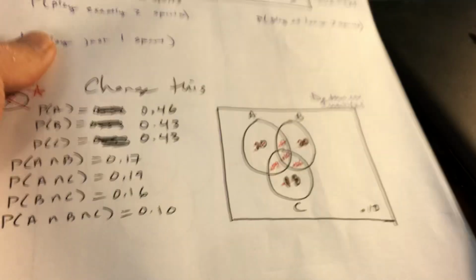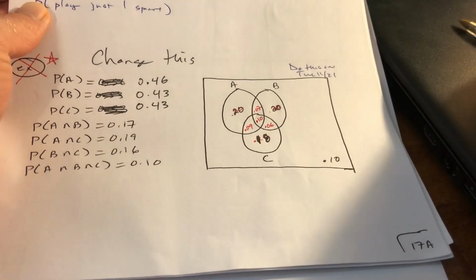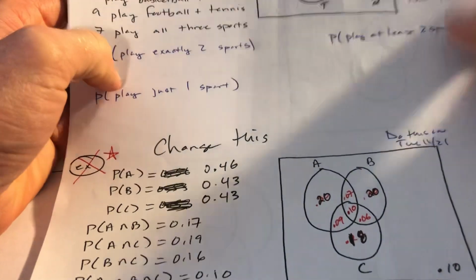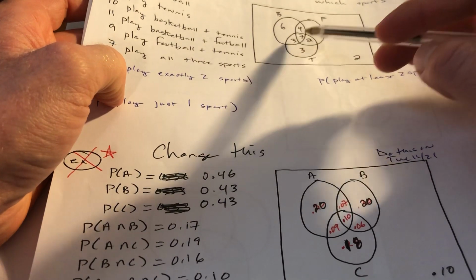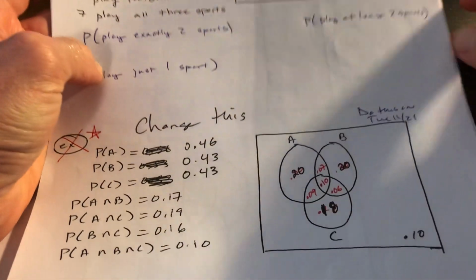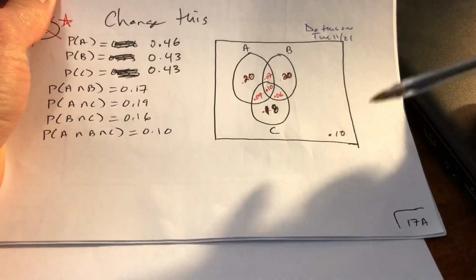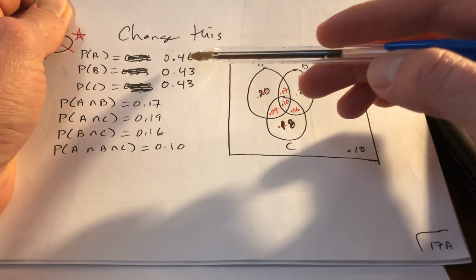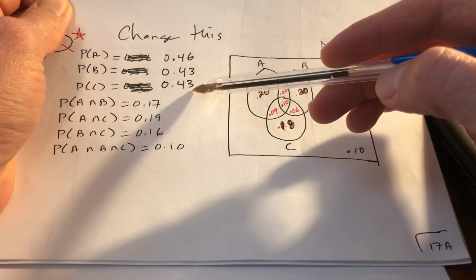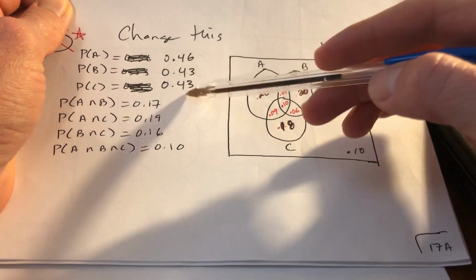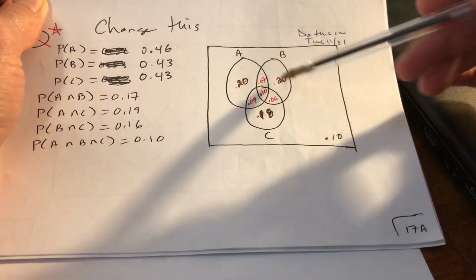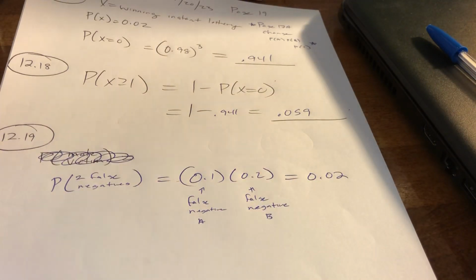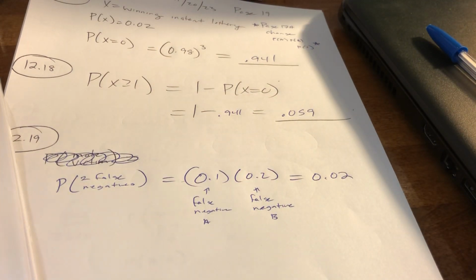Here's what I need you to do first. On page 17A, I was talking about this the other day. We had made the Venn diagram on the first example. We're going to finish that tomorrow. But I need you to change this on page 17A in your notes. Probability of A needs to be this, probability of B needs to be this, probability of C needs to be this. I need you to change those or else we've got an issue. All right, 17A, change those numbers. We'll talk about how we get the other numbers then.